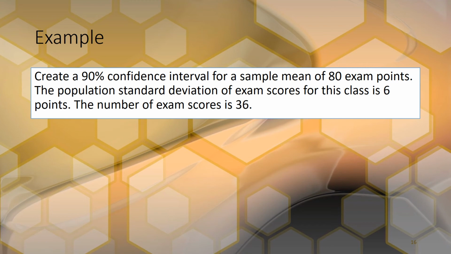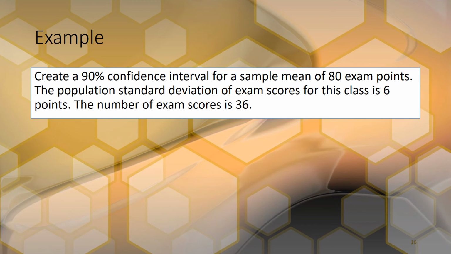So let's create a 90% confidence level for a sample mean of 80 exam points. Say we have a class and we want to estimate the true population mean for this class. So I want to know, for say all of statistics, what's the true population mean. For anyone who's going to take this class or who has ever taken this class, what is the true population mean? But I don't know it, and I can't really calculate it because that's a lot of people, and I'm not going to have all the data for it. So I might take, say, this class and calculate a 90% confidence interval.